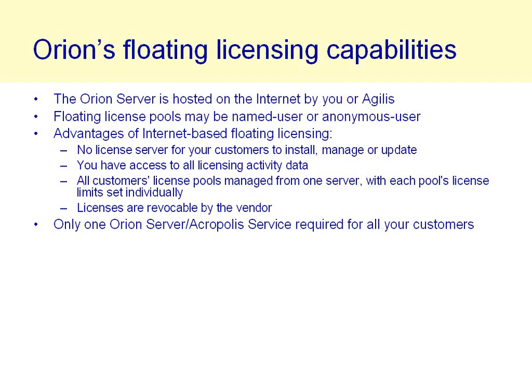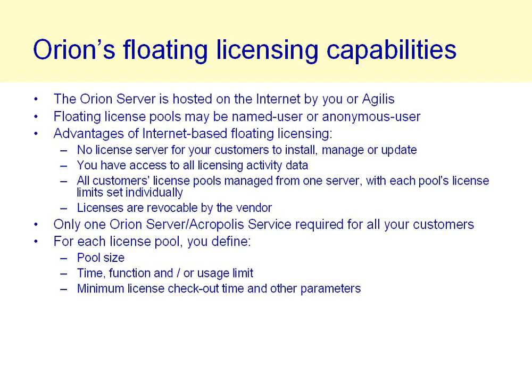Only one Orion server or Acropolis service is required for all your customers, and you define all the various limits that apply, so 15 licenses and a 1-year subscription and so many functions enabled and so forth. There are other parameters that you can control, such as a useful one, the minimum license checkout time. One reason you might want to set a minimum license checkout time would be if you wanted to control the rate at which users could share licenses.